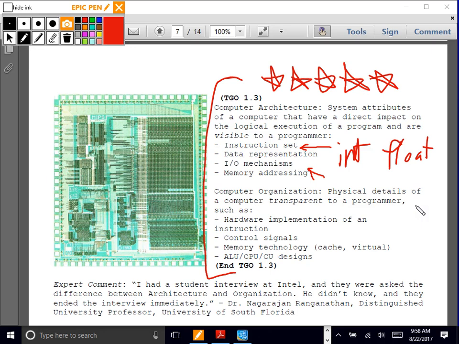So control signals. The controller is physically designed. So you write code, it compiles down, it takes those first six bits in, it sends it to the controller, and the controller generates control signals. You can't change what those control signals are.